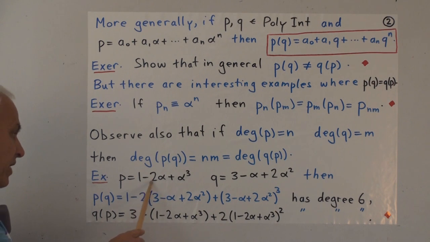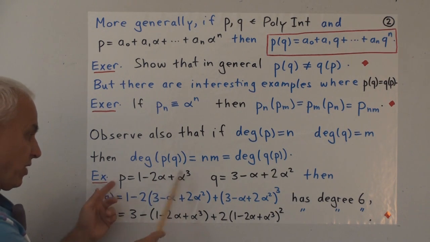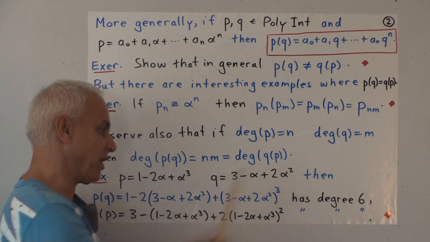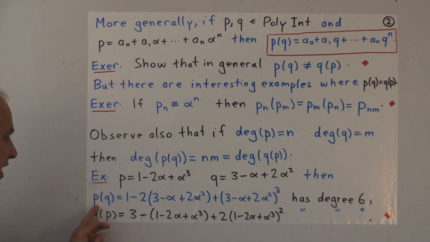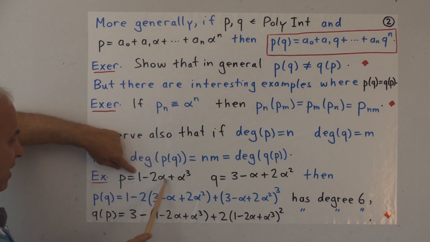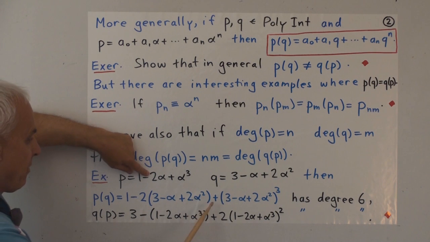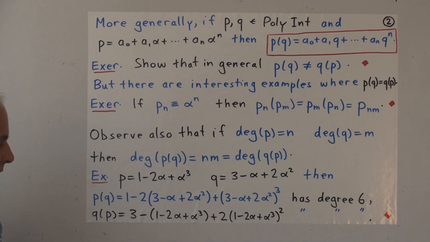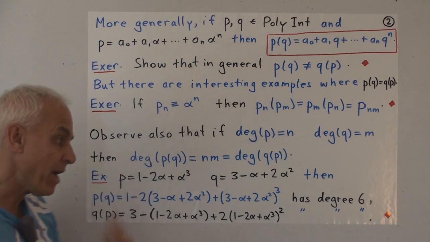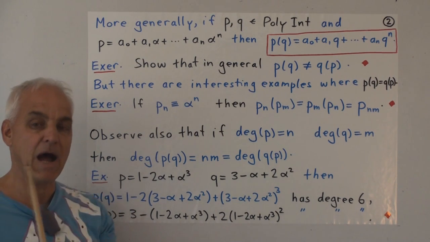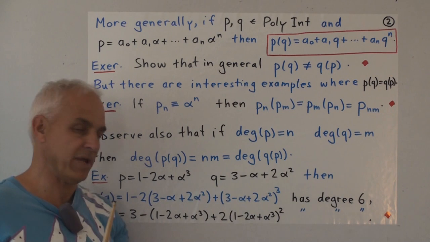So suppose p is 1 minus 2 alpha plus alpha cubed, say, of degree 3. Suppose that q is equal to 3 minus alpha plus 2 alpha squared of degree 2. Then p of q would be, so there's p, we're going to replace each of the alphas with a q. So 1 minus 2, there's q, plus here, there's q all cubed. Now to expand all of that would be a little bit of work, but to figure out what its degree is is not too hard. We're just looking at what's the highest power of alpha that will appear when we expand it all out.